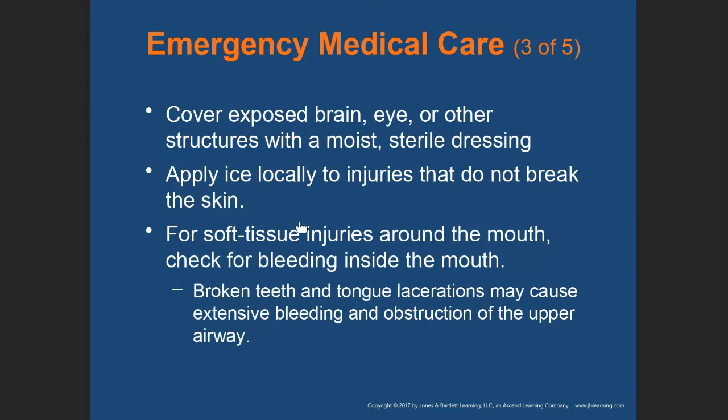Cover exposed brain. Don't try and put it back inside the patient's skull. So cover exposed brain, eye, or other structures with a moist, sterile dressing. So if the brain tissue or the part of the eye that's supposed to be in the orbit is exposed, then you want to use a moist, sterile dressing. Apply ice locally to injuries that do not break the skin.